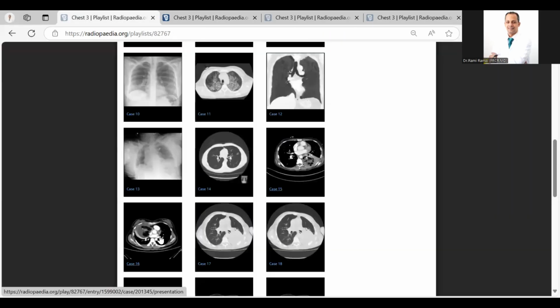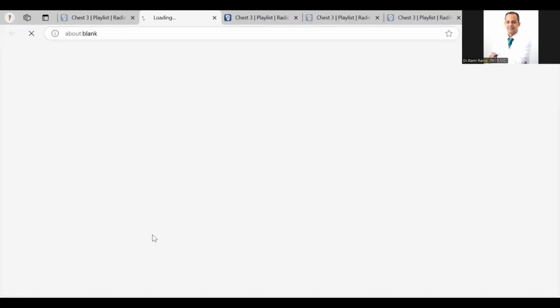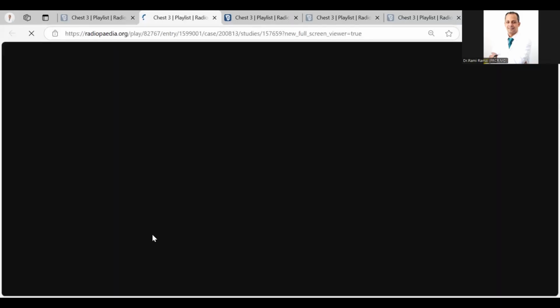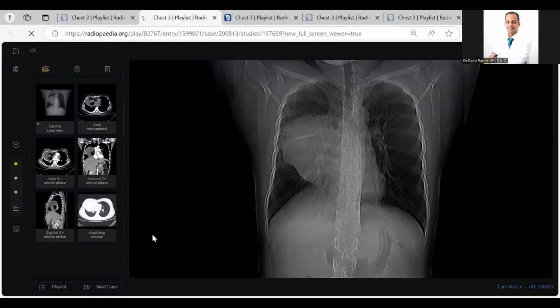To which MDT would you refer this patient? I will refer this patient to the lung MDT, and will require further bronchoscopy and biopsy, and drainage. 40 years old patient with dyspnea.